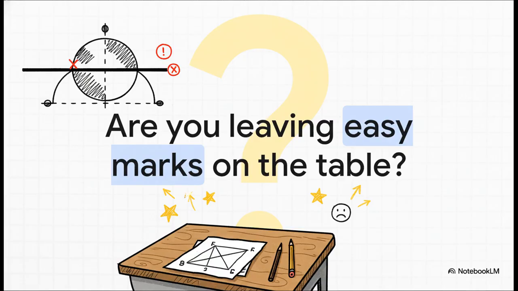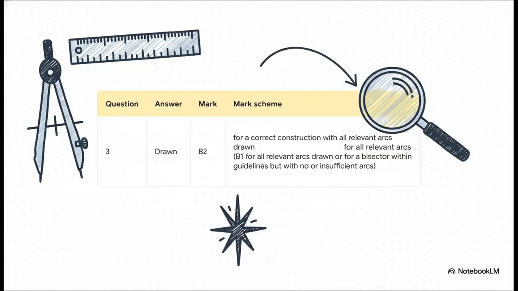Well, let's find out. So we're going to zero in on this one specific example. It's question 3 from a Pearson Edexcel higher tier paper. Now the answer is just a drawing, but look over at the mark scheme. It's worth 2 marks and it's listed as B2. And trust me, that little code and the wording next to it, that is the key to everything.